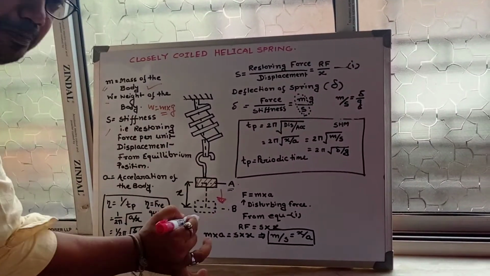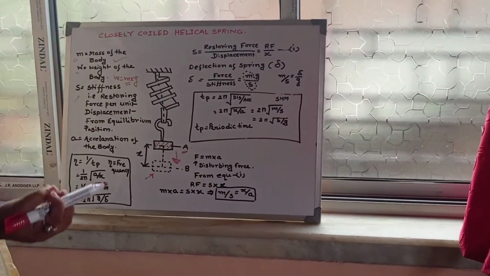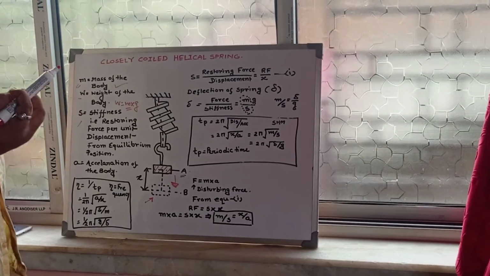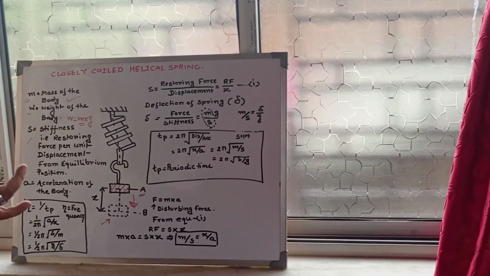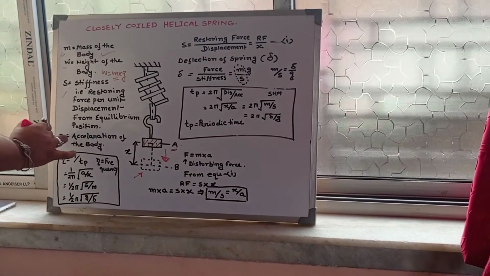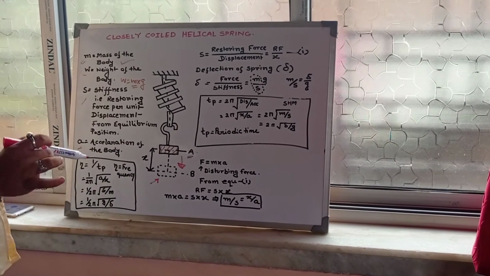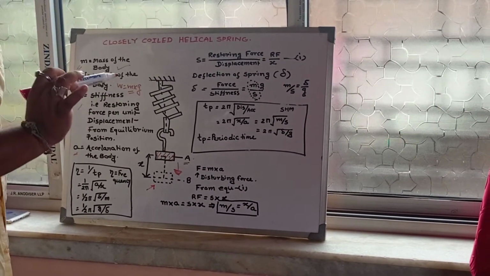And if the spring comes from A to B, what will happen? The spring again wants to come back to its original position, that is A. This force is called the restoring force. And A is called the acceleration of the body.